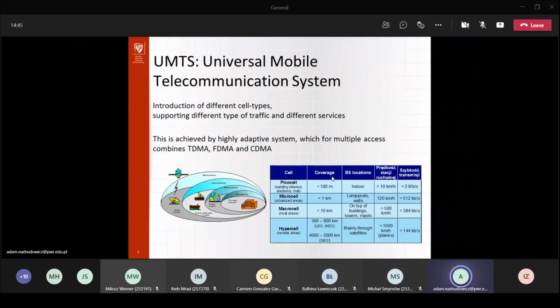This idea is actually very often implemented in stadiums and events. So many stadiums right now would have a dedicated picocell or sometimes a nanocell base station, which covers just the area of the stadium, right?